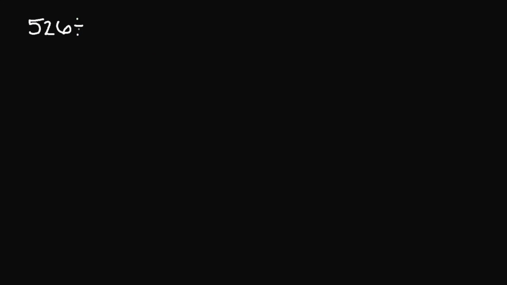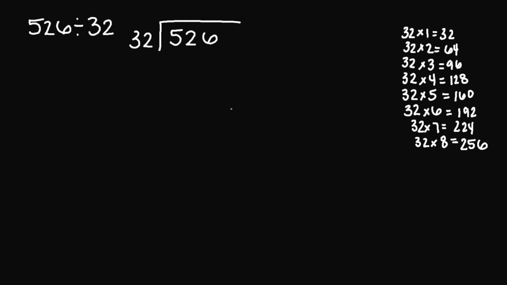526 divided by 32. All right, I'm going to set up the problem. So 526 on the inside, 32 on the outside. So now my problem is set up. 32 goes into 5 how many times? It doesn't go, it's too small. So now let's do 32 goes into 52 now how many times?